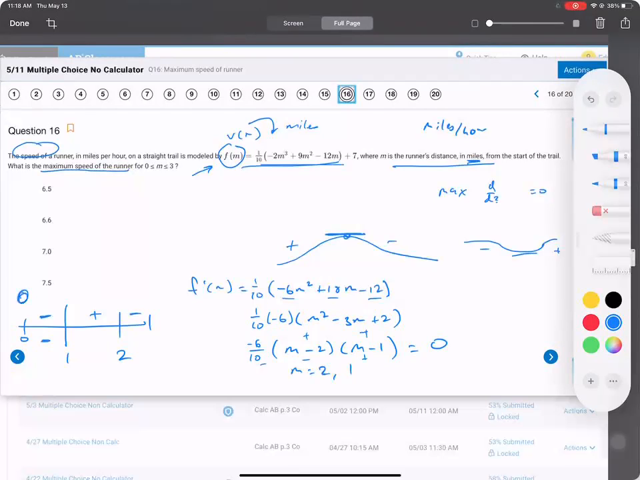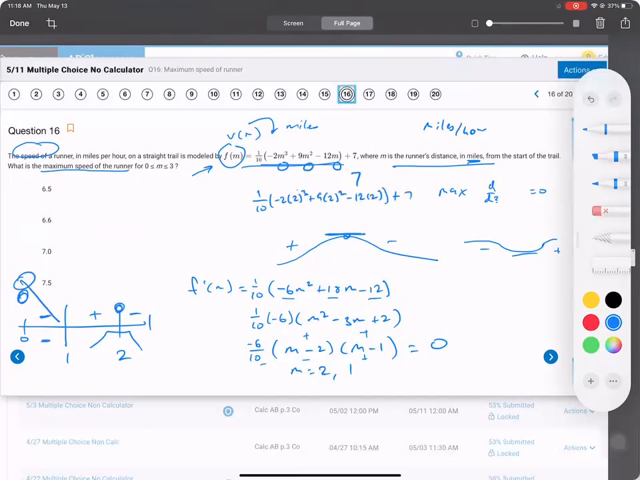The maximum could happen at 0, or at 2, because it's coming down there. So let's figure out what the actual speed is at these two locations. If I plug in 0, the answer is 7. Are you guys okay with me plugging 0 back into my original equation? If I plug in 2, that's 1 over 10 times negative 2 times 2 cubed plus 9 times 2 squared minus 12 times 2 plus 7.